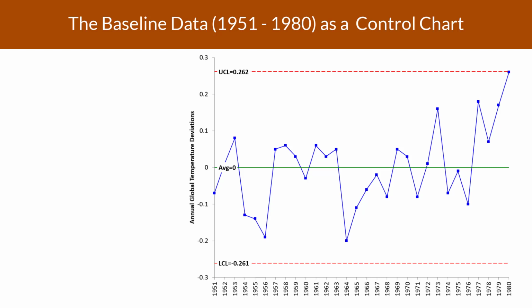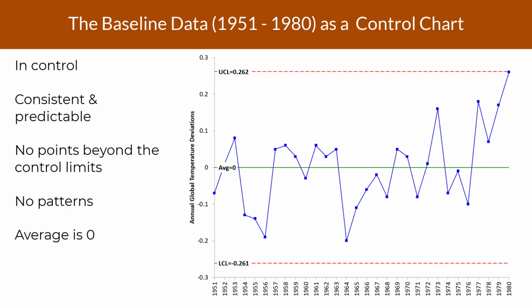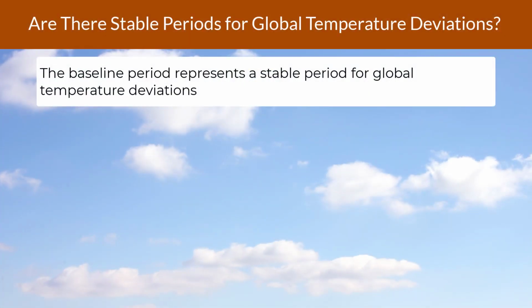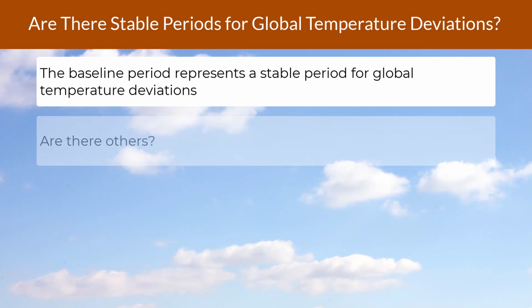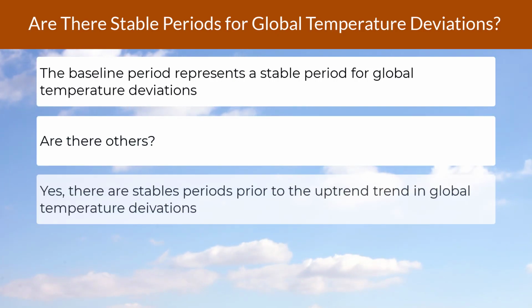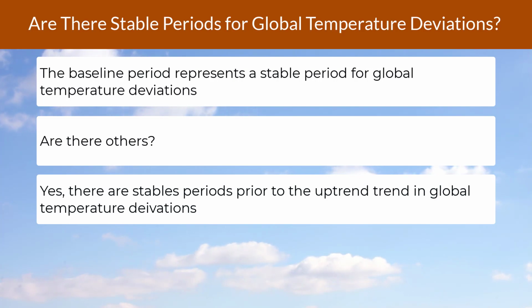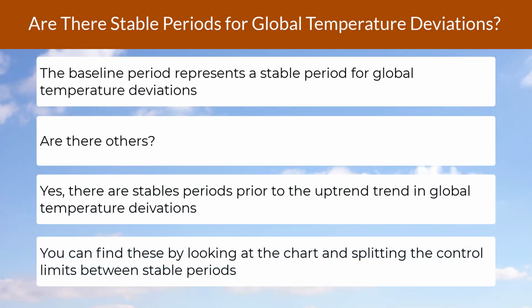And here's the baseline data from 1951 to 1980 as a control chart. It's in control, no points beyond the limits, no patterns, it's consistent and predictable. The average is 0. Since you're using this as the baseline period, you'd expect those deviations to go to 0. There's 1 point near the end, which is pretty close to being out of control, but basically it's in statistical control. The question is, are there other stable periods for global temperature deviations? The baseline data was stable. Yeah, there are others stable prior to the upward trend in global temperature, and you can find these by looking at the chart and splitting the control limits between those stable periods.